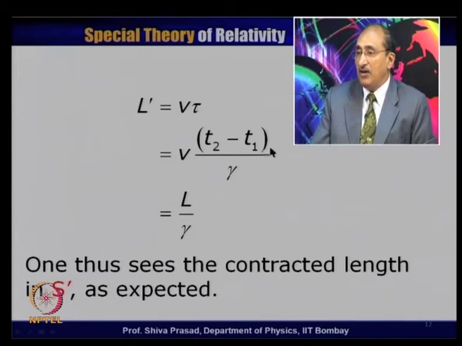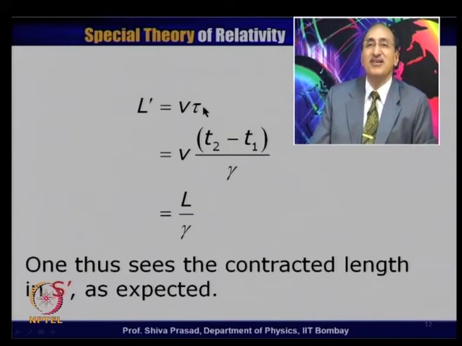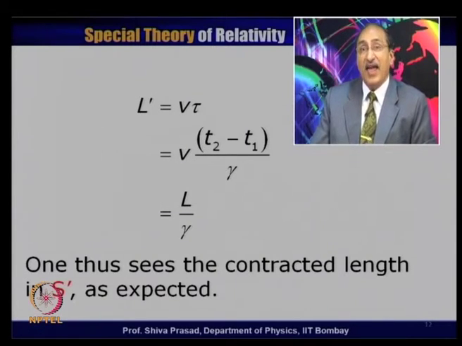So, this time interval divided by gamma must give me the proper time interval, because T2 minus T1 was actually dilated. Tau is the shortest time interval. And we had said earlier that V multiplied by T2 minus T1 is actually the length measured in S frame of reference. So, I can write V times (T2 minus T1) as the length as measured in S frame. This turns out to be equal to L divided by gamma, which tells that the length of the platform as will be measured in a frame of reference S prime would turn out to be contracted.